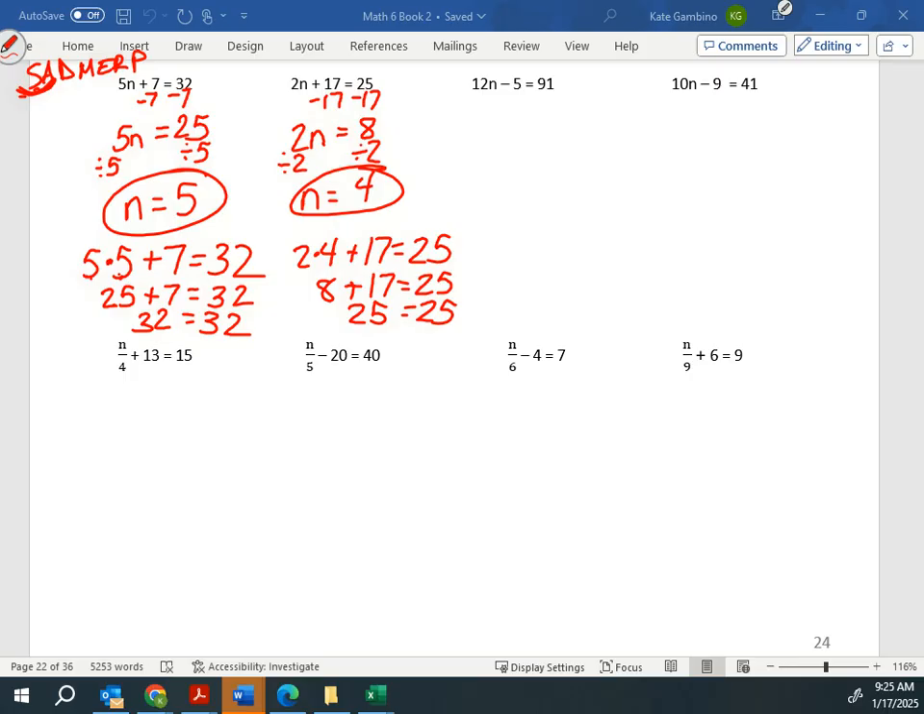We have minus 5. What's the opposite of minus 5, Bennett? Add 5. So I need to add 5 to this side and then add 5 to this side. Minus 5 plus 5 is like saying negative 5 plus 5 gets me to that 0. So that leaves me with 12n on this side. 91 plus 5 is 96. What's my next step?